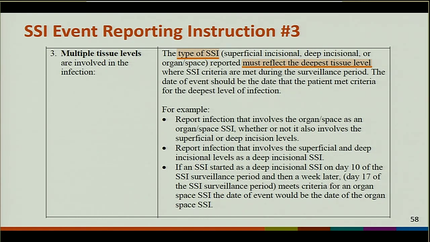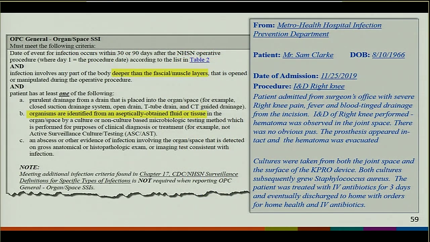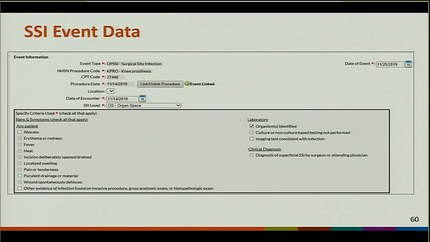As mentioned earlier, the infection at the deepest tissue level should be reported. In this case, it was an organ space SSI. Here, reviewing the organ space criteria, criterion B was met with organisms that were identified from tissue culture. So in our scenario, organ space is selected and criterion B, which is organisms identified, is also selected.